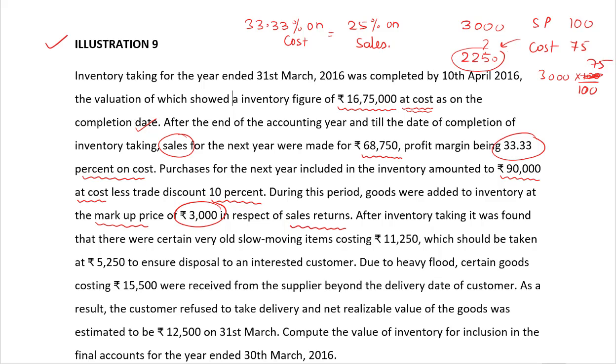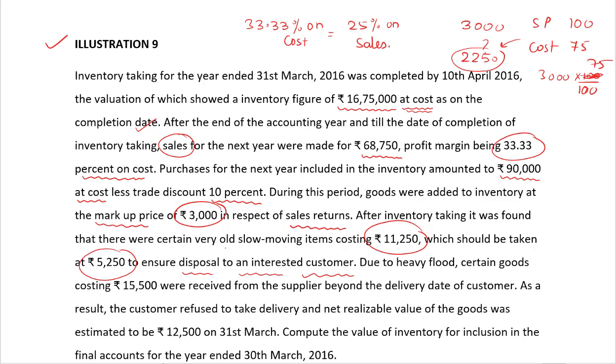Let us continue. After inventory taking, it was found that there was certain very old slow moving machinery of 11,250, which should be taken at 5,250 to ensure disposal to an interested customer. So there is a loss in value of 6,000, that is 11,250 minus 5,250, and that loss in the valuation of slow moving inventories would be recorded over here.